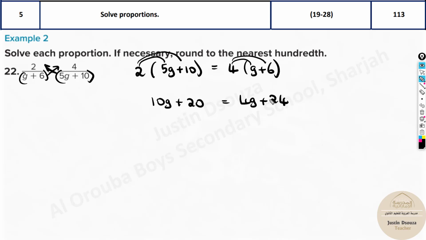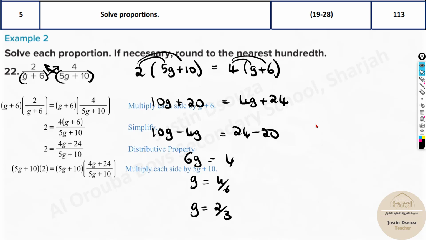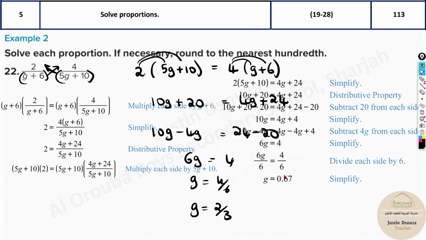Now we have done this before. 10g is bigger, leave it over there. 4g is small, take it away to the other side, minus 4g. Numbers all at one place. 24 minus 20. It'll be 6g equals 4. g equals 4 by 6, or g equals 2 by 3. That will be 0.666. So that is the answer. Okay, 0.67 to simplify it.